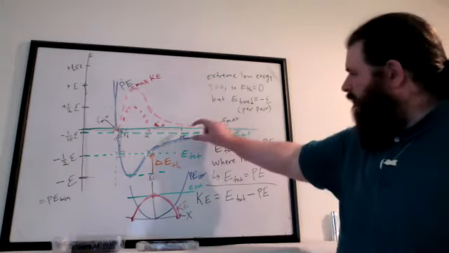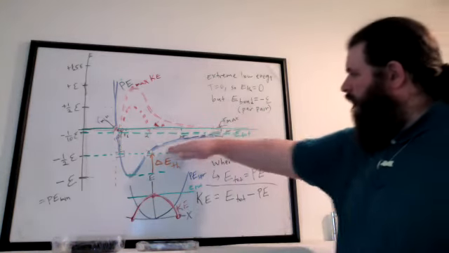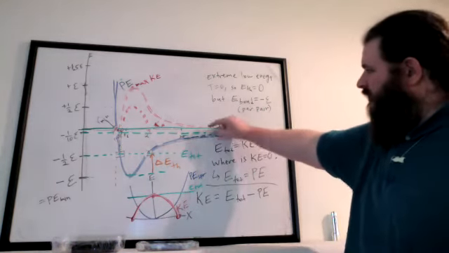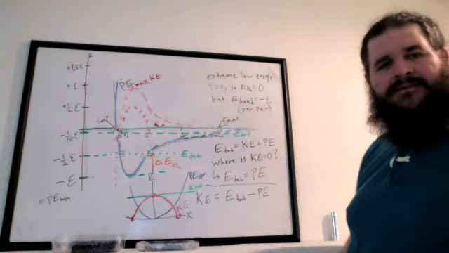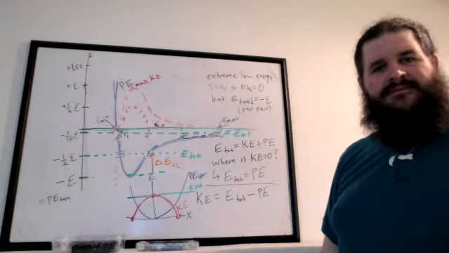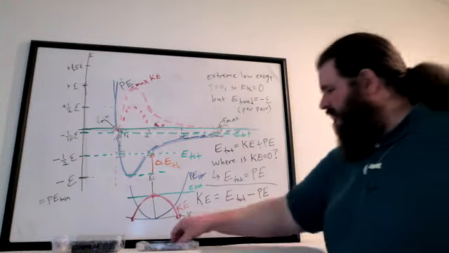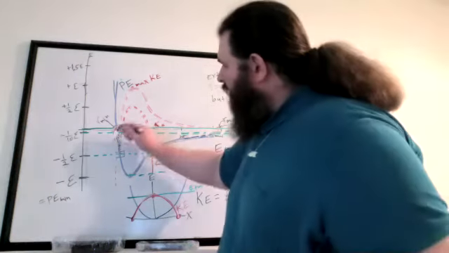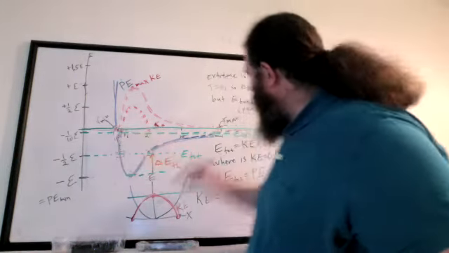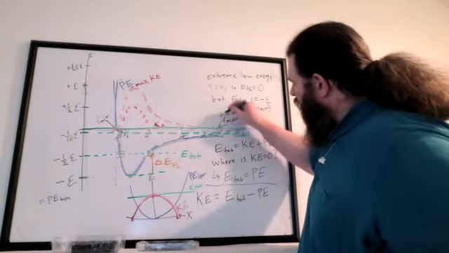If we keep going further and further out, how far do we have to go before potential energy hits our new E total of 0? It's never going to hit the E total of 0. It doesn't. So we still have an Rmin. The Rmin is a little bit closer in. So we now have no Rmax at all.